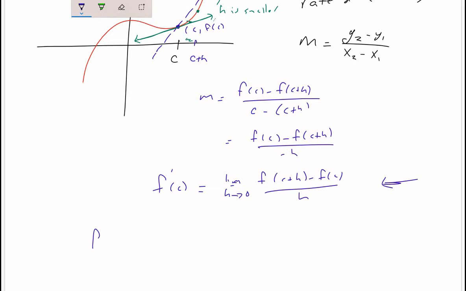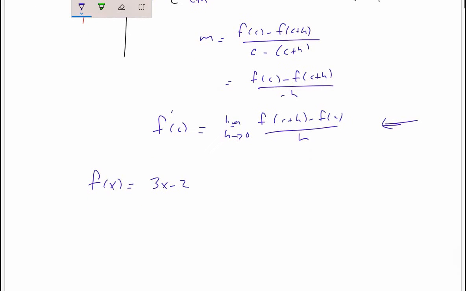So let's get a specific example. Say I have a function, and let's say it is 3x minus 2, and I want to know what's the derivative when x equals 5. Cool. So we'll do f of 5 plus h. Oh wait, I forgot to write down my limit. The limit as h approaches 0 of f of 5 plus h minus f of 5 all over h.